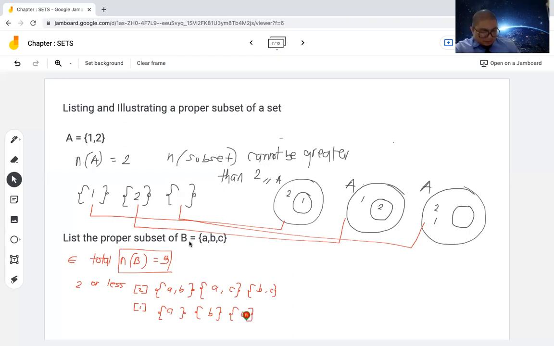And again, just like what we say, a null set is a proper subset of a given set. So that means you should have a null set as part of the answer. Okay, I hope you guys were able to get this one.